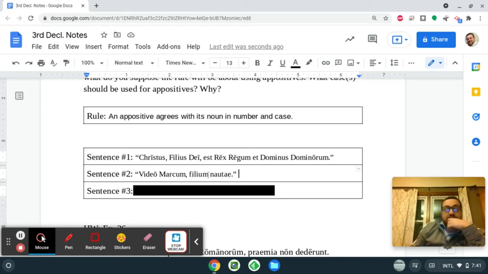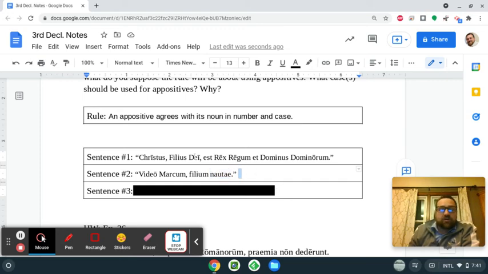And so here's an example where I see Marcus. By the way, Marcus is the son of the sailor. So video Marcum, filium nautai. So here the appositive agrees with its noun. Its noun is Marcus. In case, right? They're both accusative, and in number, they're both singular. And then, of course, nautai can be whatever case it needs to be in. Of the sailor, that obviously needs to be genitive.